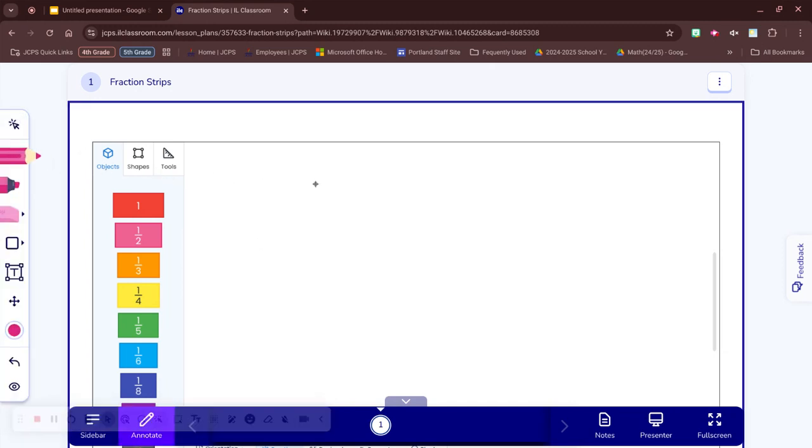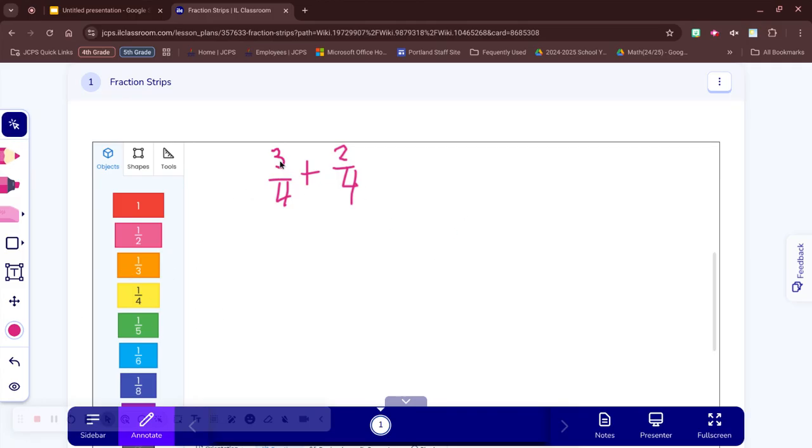We're going to review the problem 3/4 plus 2/4. As you can see, both of these are fourths. So we are adding fourths to fourths. I'm going to show you a visual model so you can remember what we're seeing. So first I need 3/4. So I'm going to pull my fourths. I have 1, 2, 3. And I am going to add 2/4 to it.